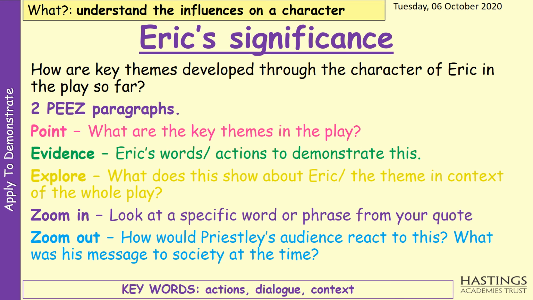I want you to have a look at this question. How are key themes developed through the character of Eric in the play so far? You're going to write 2 paragraphs. I've given you an idea of what to write for each section. So for the point, you need to think about what are the key themes in the play. Just choose one for one paragraph and another for the next one.